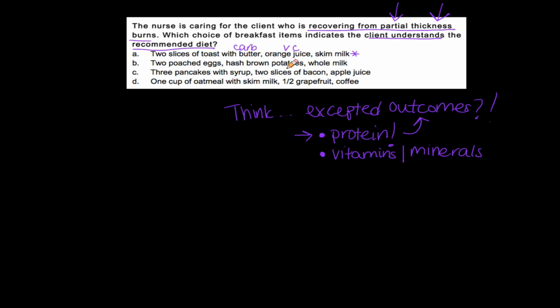2 poached eggs, hash brown potatoes, whole milk. Well, eggs have protein, potatoes have protein, and whole milk, it's got protein. How about this? 3 pancakes with syrup, 2 slices of bacon, apple juice. Well, this is really carbs, sugar, right? Try not to write over the words. Here's my protein. Apple juice, maybe you're thinking, oh, we get a little vitamin C in there. And how about this? 1 cup of oatmeal with skim milk. Here's a little bit of protein. Half a grapefruit, thinking vitamin. And coffee, that's not really giving us anything, right?